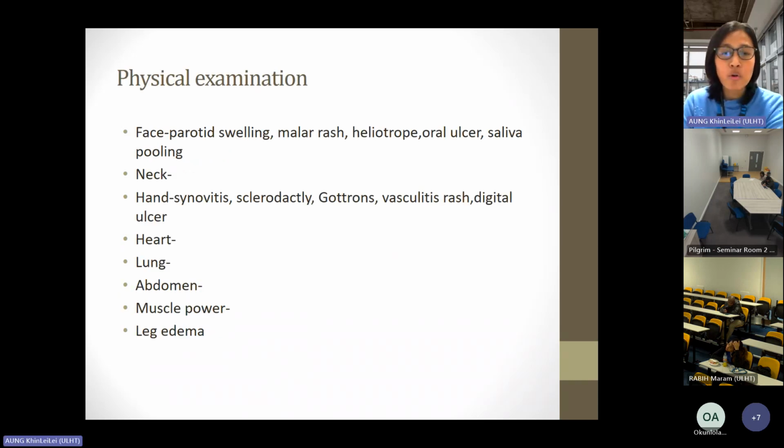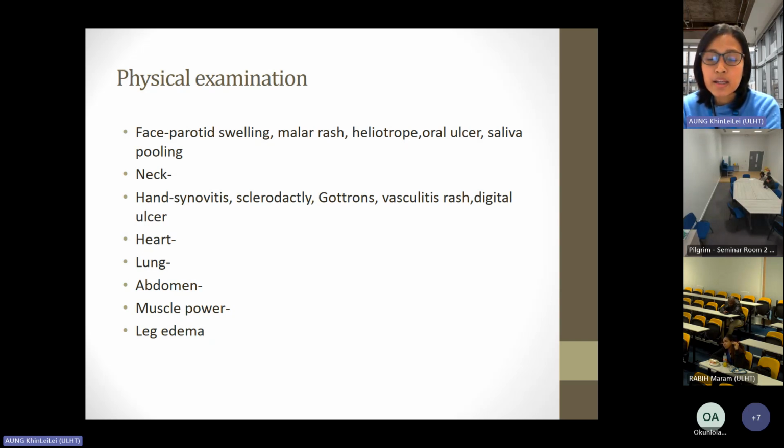Physical examination, I've already shown you photos that can be seen in lupus, Sjogren, dermatomyositis. So we need to check whether the patient has broad swelling, malar rash, discoid rash, heliotrope rash, saliva pooling. Look for synovitis, sclerodactyly, vasculitic rash, digital ulcer, Gottron's. Actually, it will be based on what you suspect after the history taking. So it will be like system focus.